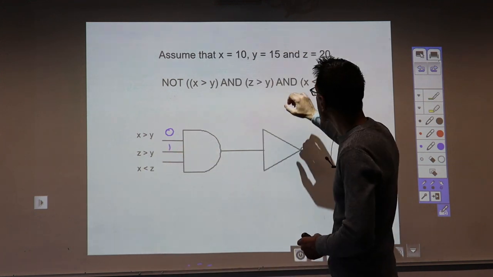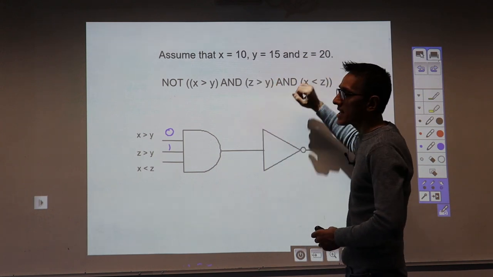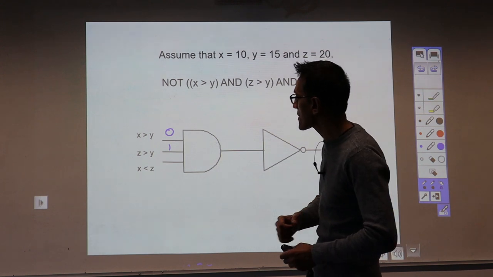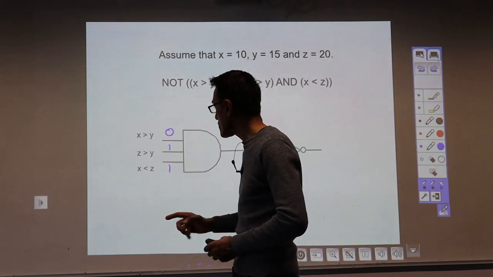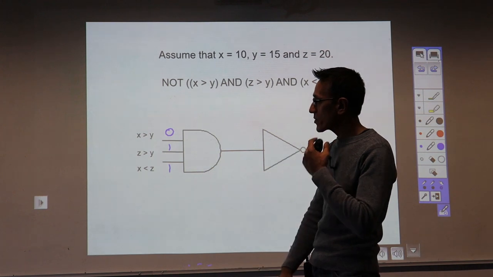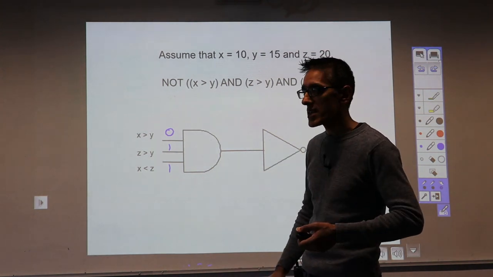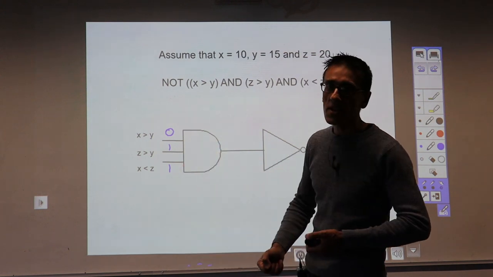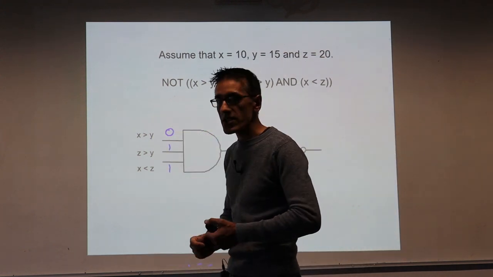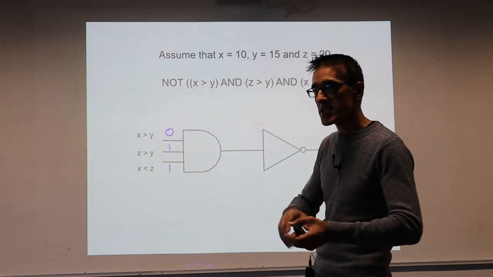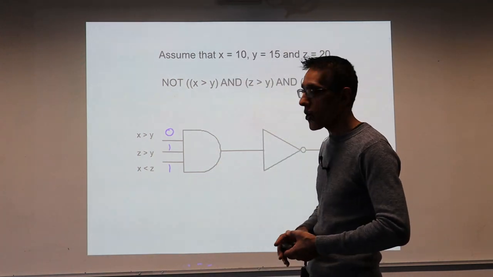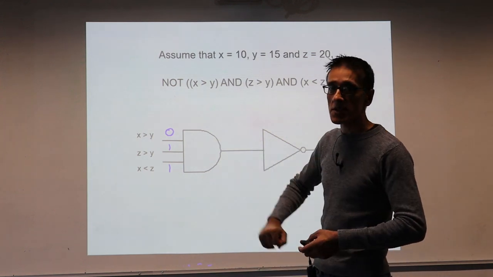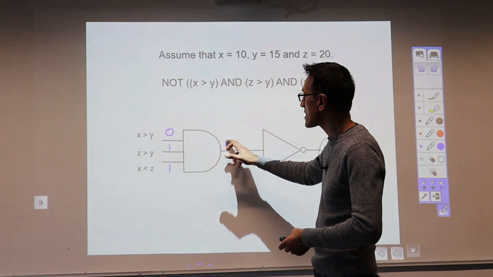X is less than Z. X is 10 and Z is 20. Therefore X is less than Z. Therefore that becomes true. True going in. The AND gate, which can receive two or more input values, is receiving two trues and a 0. For an AND gate to send out a true value, all of its inputs have to be true. Now it only has two of those inputs which are true, therefore this is sending out a 0.